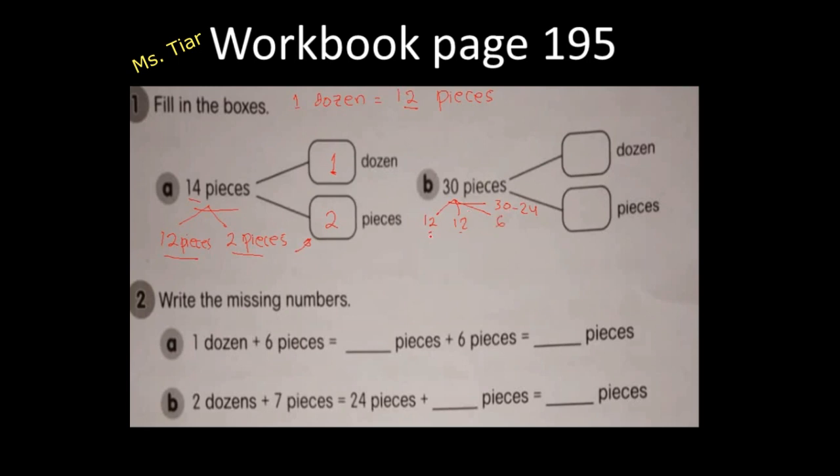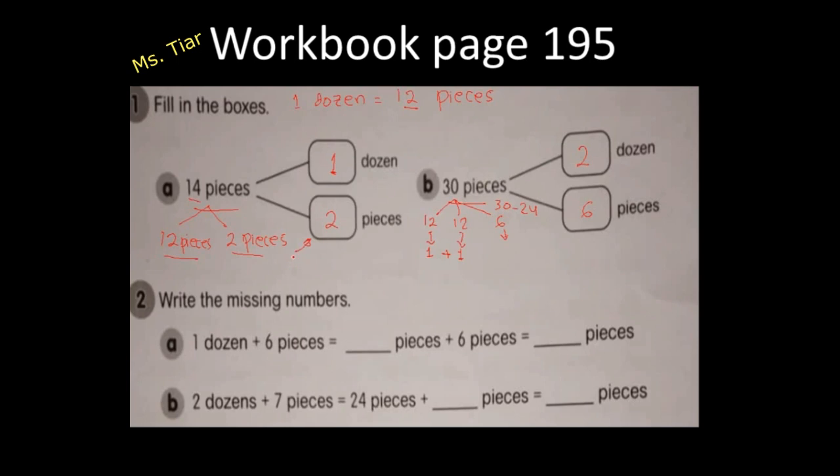Now, 12 pieces is 1 dozen. Another 12 pieces is 1 dozen. And then this is the rest of the pieces, 6. So 1 plus 1, we have 2 dozens, and then the rest is 6 pieces.